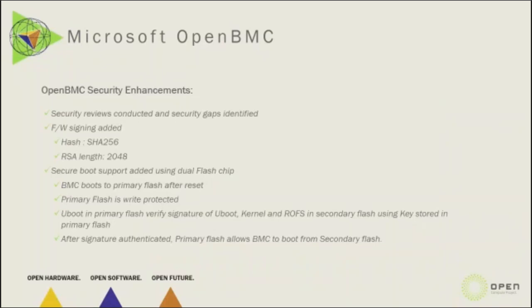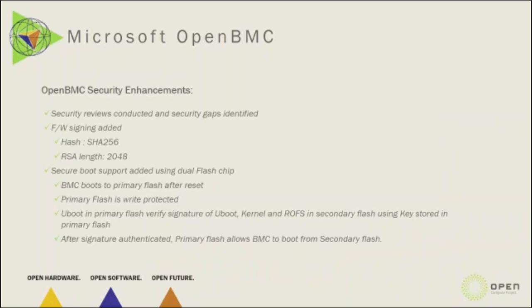Some of the security enhancements that we did: we have a dedicated security team. They did some security reviews and identified some of the security gaps that we had. One of the improvements, we added firmware signing. So now OpenBMC can, when we want to update, pass the signature with the original image, and the firmware verifies the signature based on the public key, which is stored in the file system.